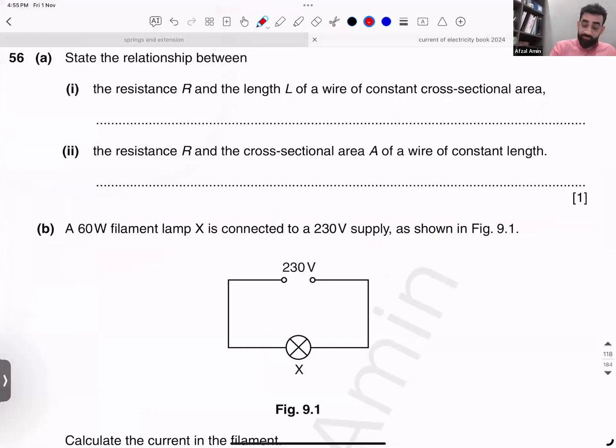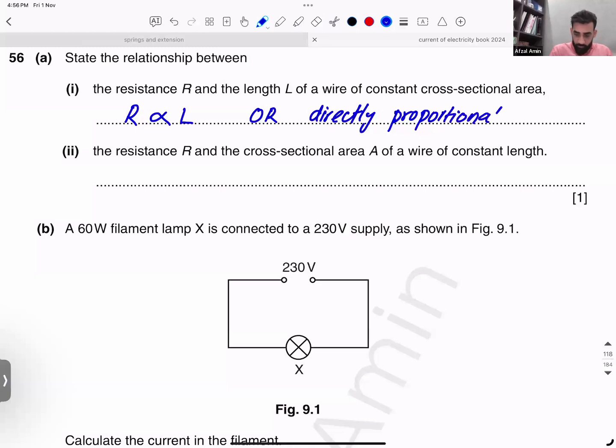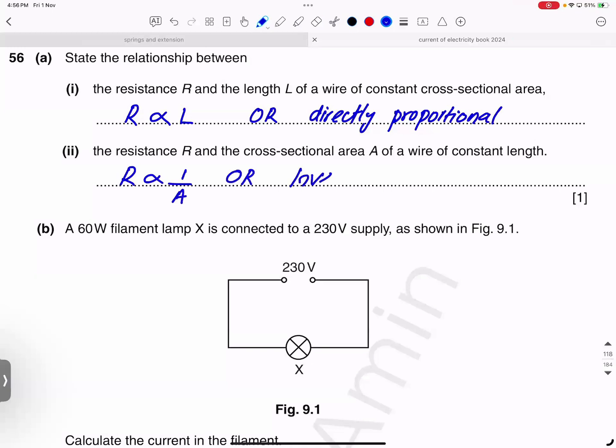Question number 56. State the relationship between the resistance R and length L of the wire at constant cross-sectional area. Directly proportional. You can just say R proportional to L, or you can say directly proportional. Resistance R and cross-section area A of the wire for constant length: you can either say it like this, or you can say inversely proportional.